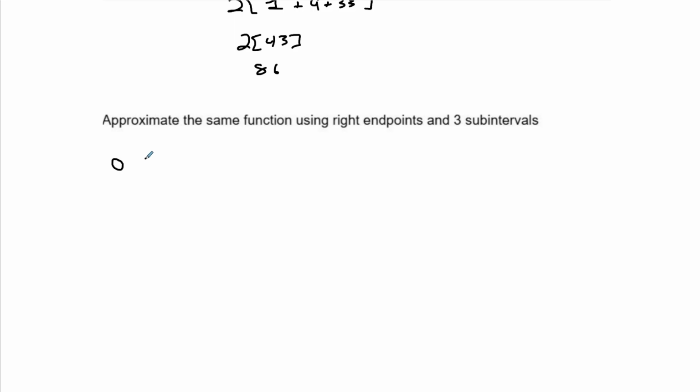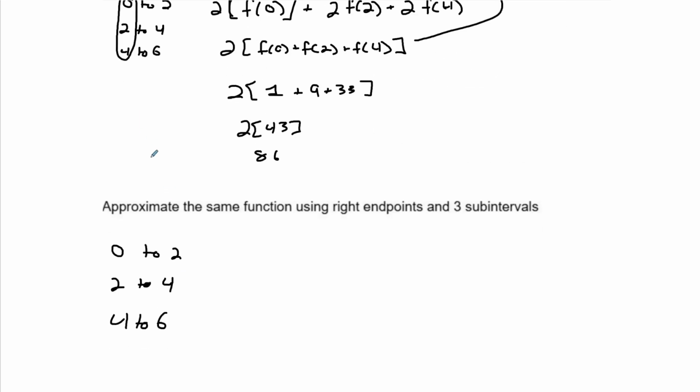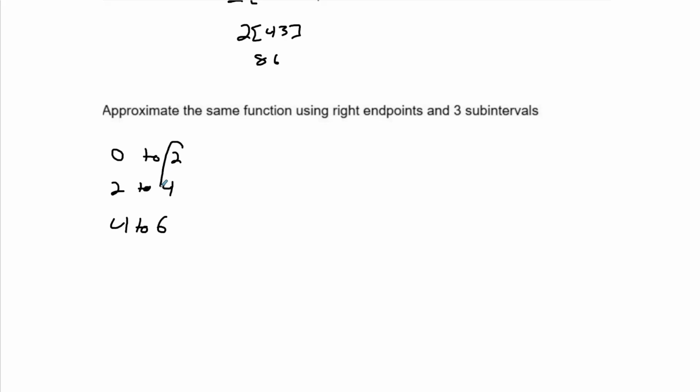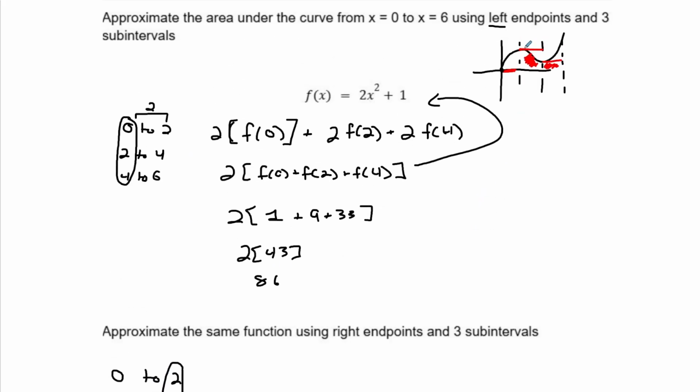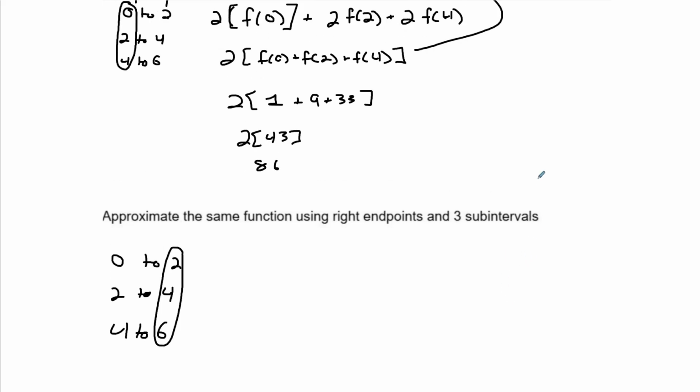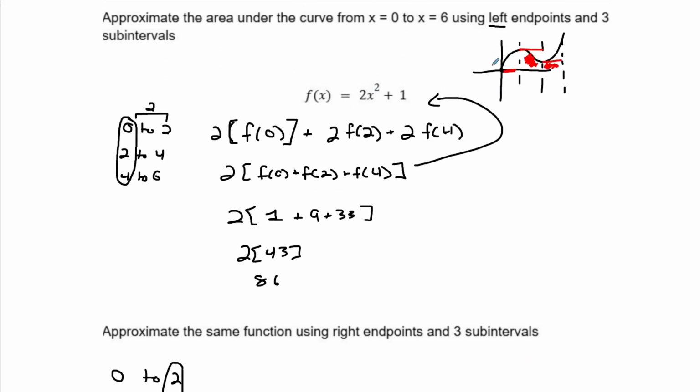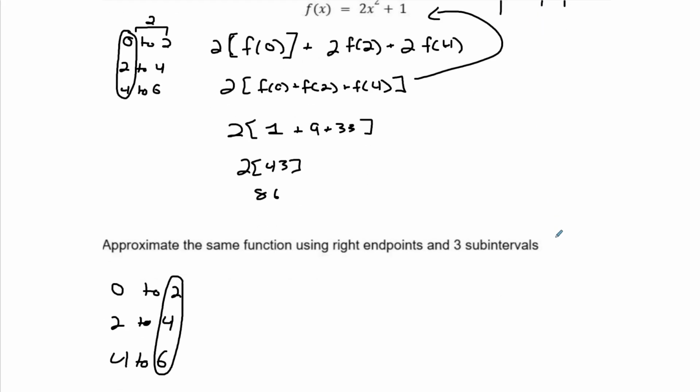Again, the intervals we have are 0 to 2, and then 2 to 4, and then 4 to 6, right? But instead of using f of 0, f of 2, and f of 4, we're going to use f of 2, f of 4, and f of 6, because that would be the right side. If we take a look at this function, by the way, it is not 2x squared plus 1. This is just some arbitrary function, right?